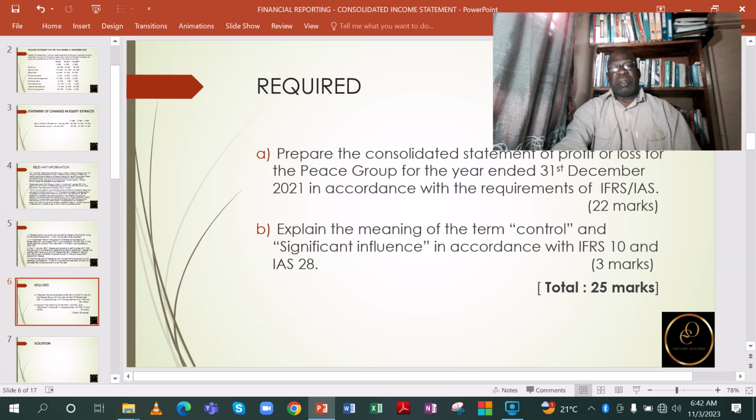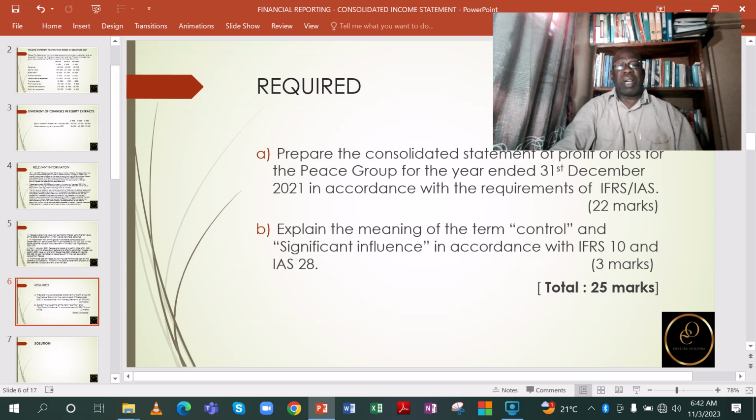What are we required to do? When you are faced with a question in an exam, in this case a question carrying 25 marks, normally we advise to first read the task, to find out what is required of you in the exam.